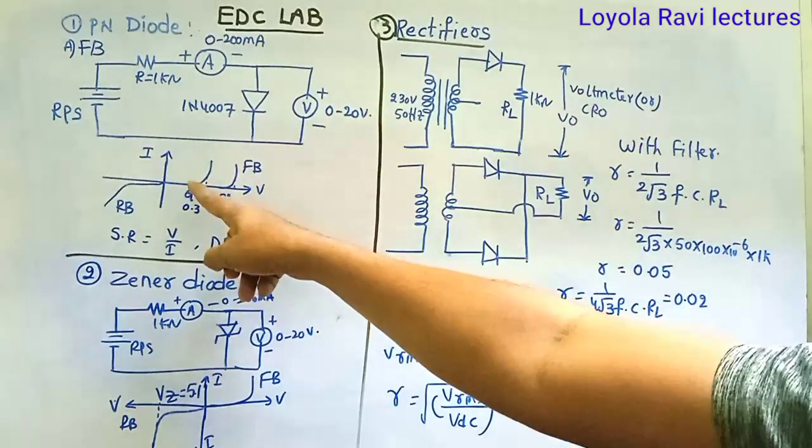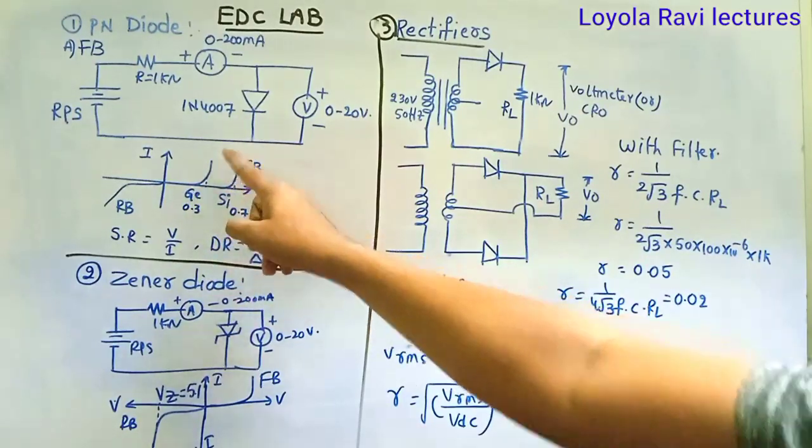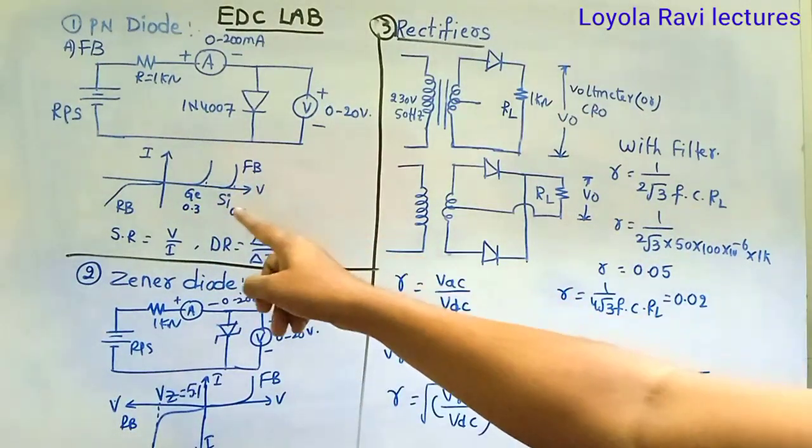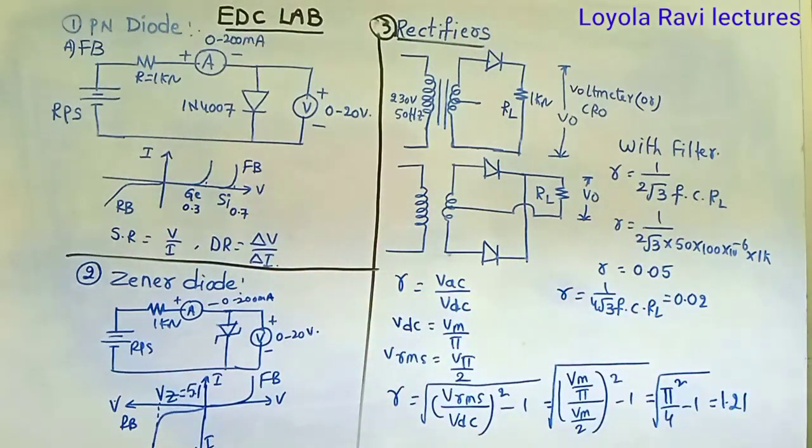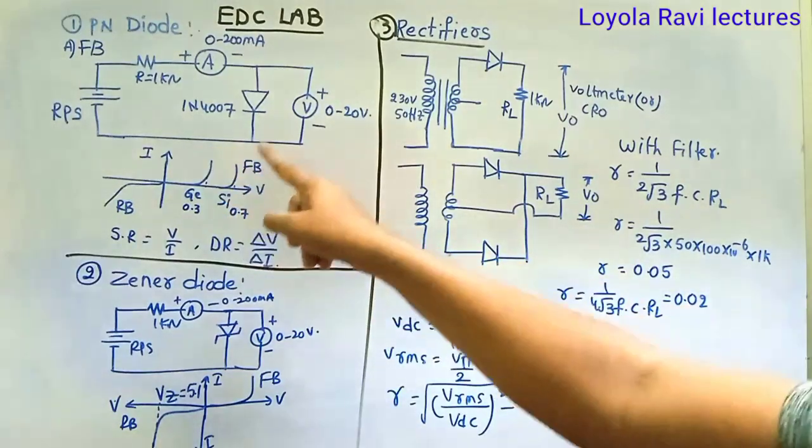Here for germanium, after 0.3 the current increases, and for silicon you will get 0.7 as the cut-in voltage. That means the current increases at 0.7 volts. This is the forward bias circuit.